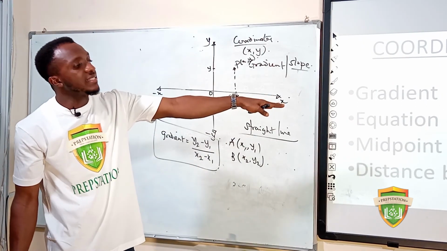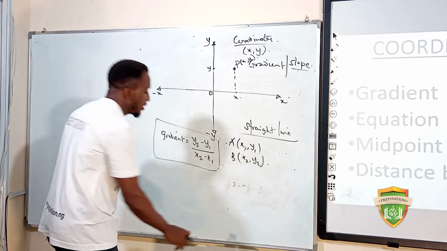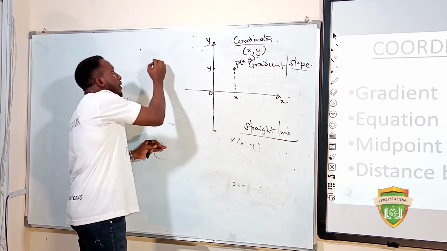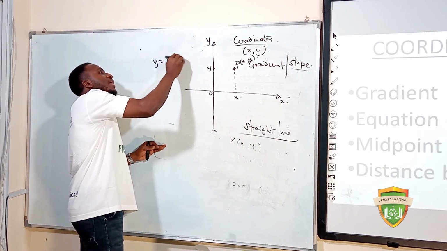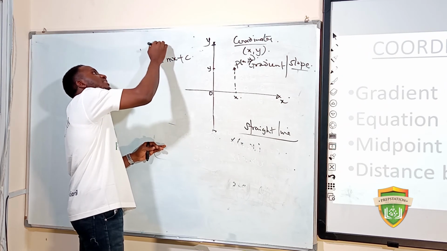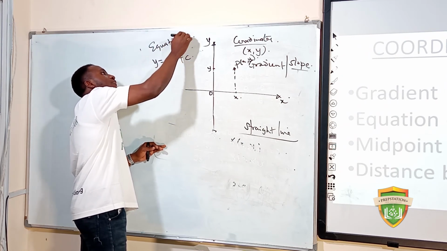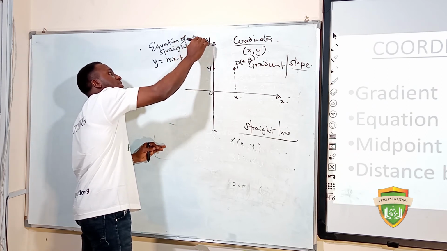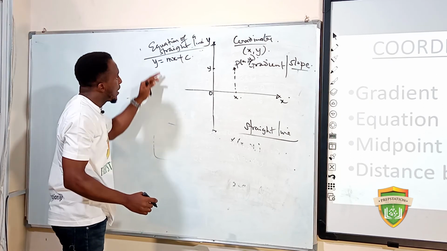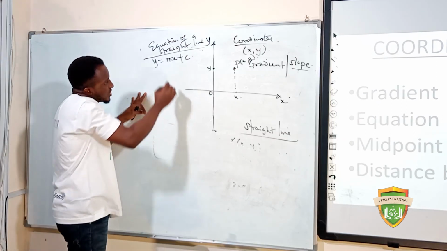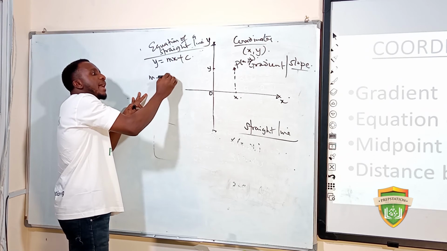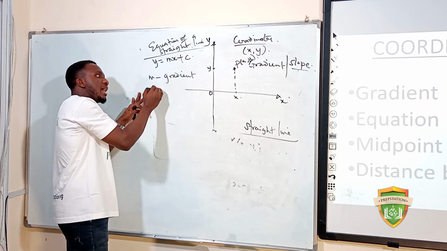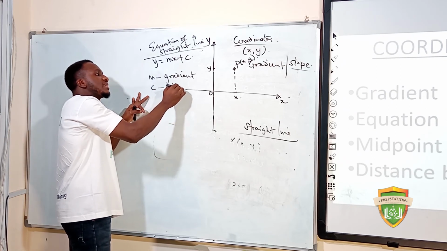Now the next we want to talk about is the equation of a straight line. Very simple. I'll show you the equation on the board. The equation is y equals mx plus c. This is the equation of a straight line. In mathematics, a straight line has an equation: y equals mx plus c. What does m stand for? M stands for the gradient, which I just taught you a few seconds ago. And c stands for the intercept.